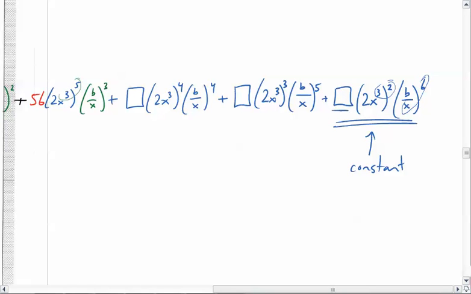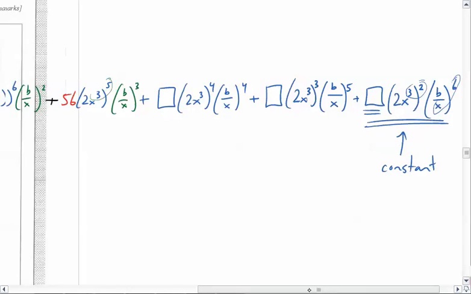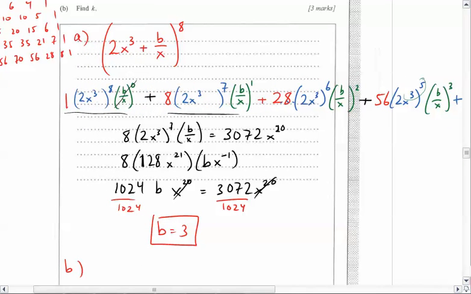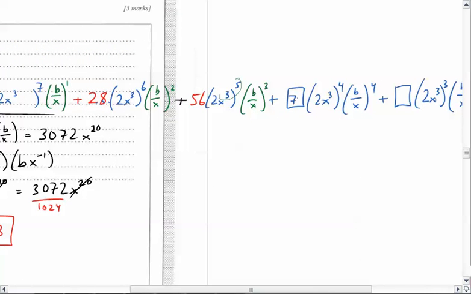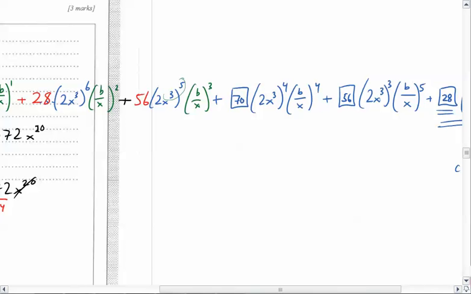So now I can figure out what this number is here by looking back at Pascal's triangle. So let's see, I've got 1, 8, 28, 56, 70, 56, 28.